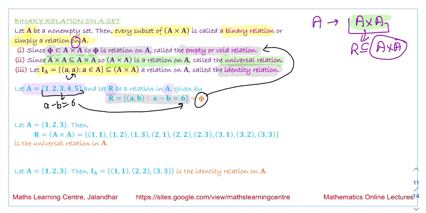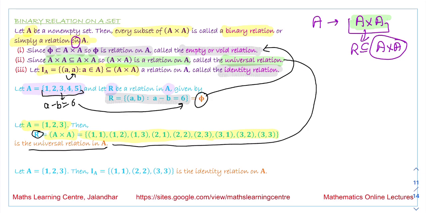Next we are talking about the set A given as 1, 2, 3. We are talking about A cross A. A cross A has these elements: 1, 1, 1, 2, 1, 3, then with 2: 2, 1, 2, 2, 2, 3, then 3, 1, 3, 2, 3, 3. This relation is called the universal relation, because we are just taking A cross A, and that is called the universal relation.